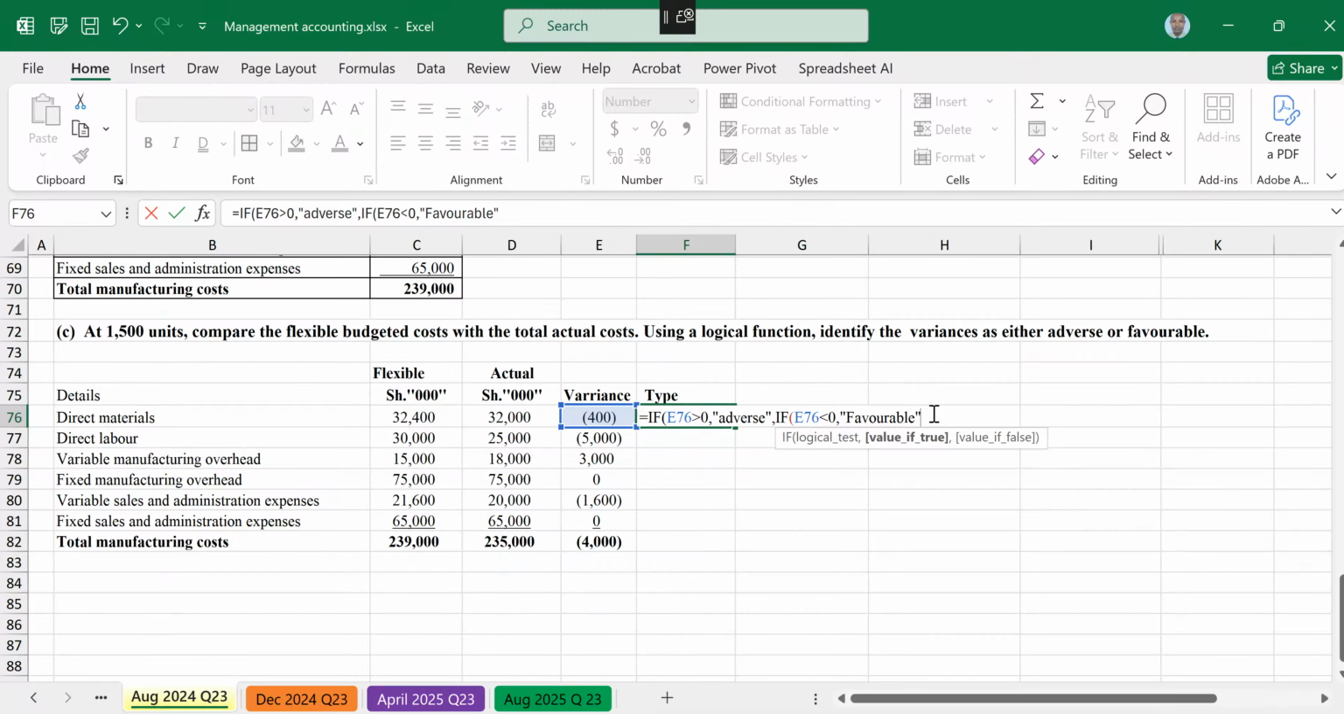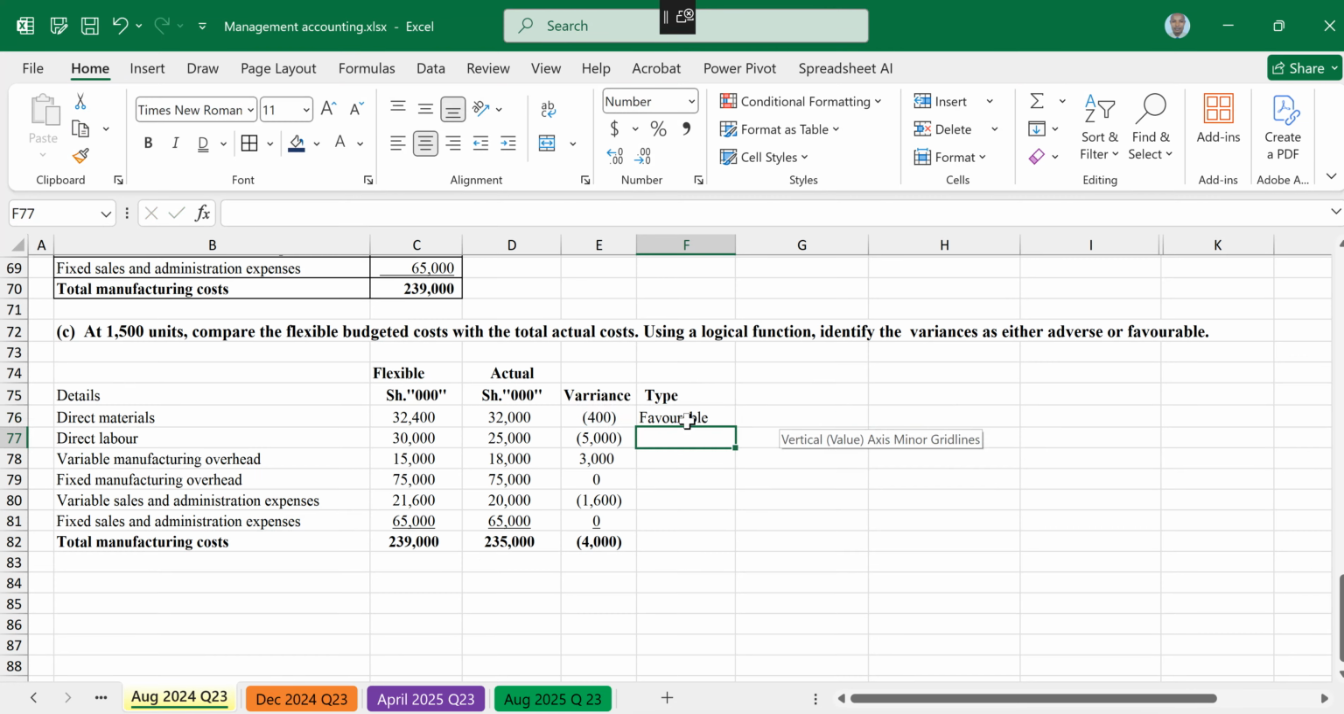Quotation, comma. But there are those which are just 0. If it doesn't fall in any of those, then the formula will keep quiet. So you just say quotation open, quotation close, and then close the brackets with 2 brackets. So if that cell is greater than 0, this will be adverse. If that cell is less than 0, it will be favorable. But if it's not any of the other ones, then two quotation marks, it will be quiet. And you can see the first one is favorable because it's less than 0. Just drag down.